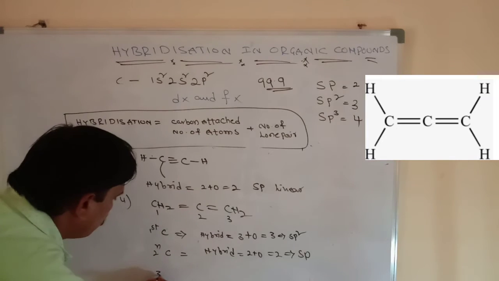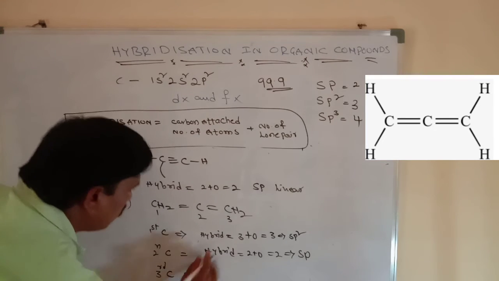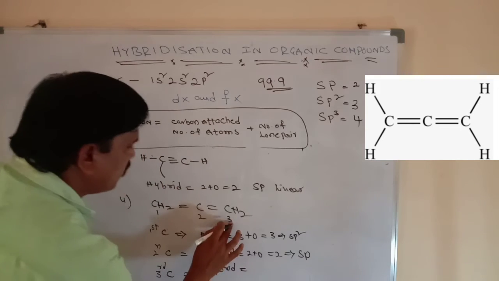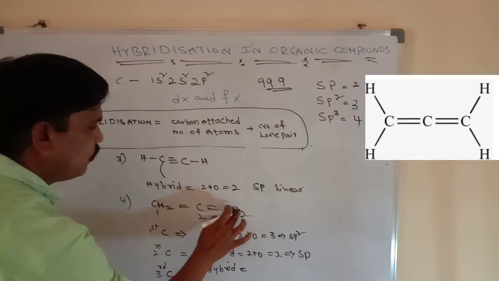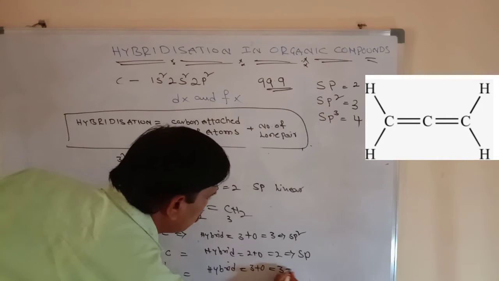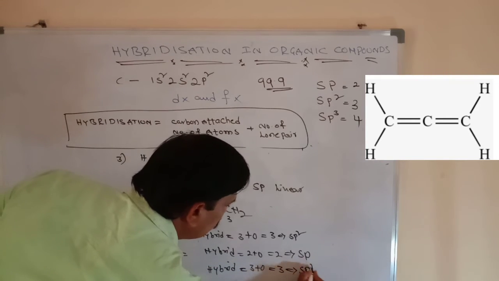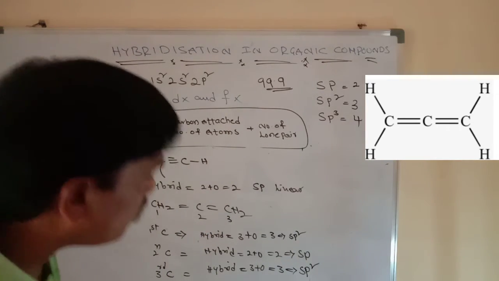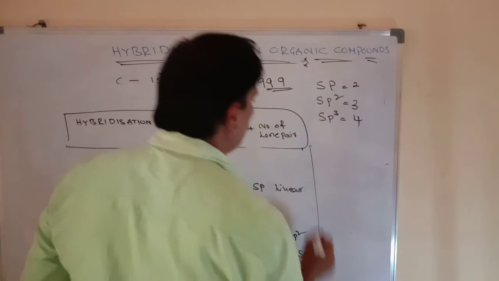The central carbon undergoes sp hybridization, linear shape. Now the third carbon. The hybridization of the third carbon: this carbon is attached to a carbon and two hydrogens. 3 plus 0, no lone pair. Now nothing but sp2 hybridization. We want to take one more example.